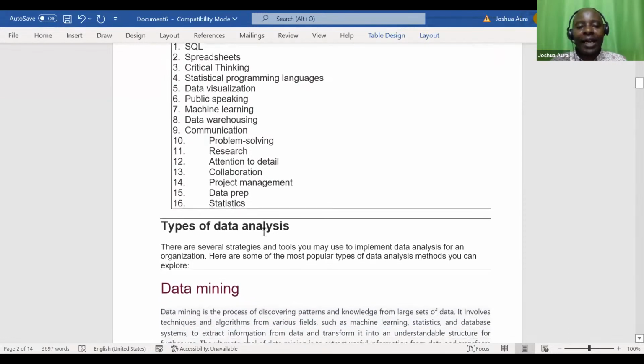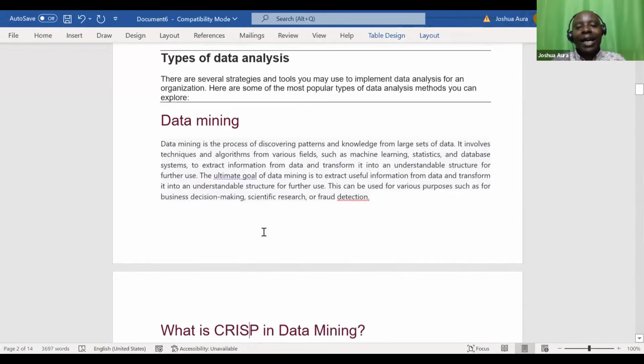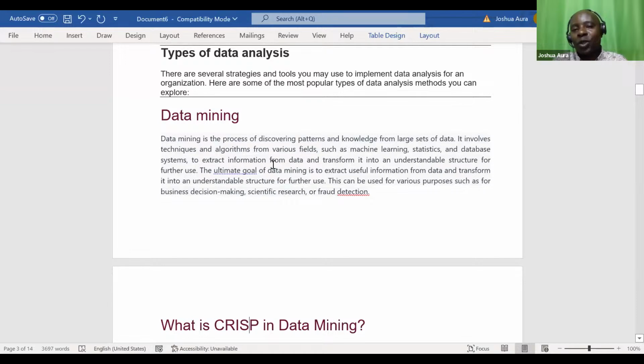Types of data analysis. There are several strategies and tools you may use to implement data analysis for an organization. Here are some of the most popular types of data analysis methods you can explore. And the first one, ladies and gentlemen, before you start any analysis, you must mine: data mining.